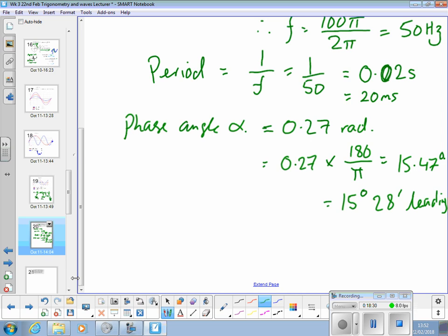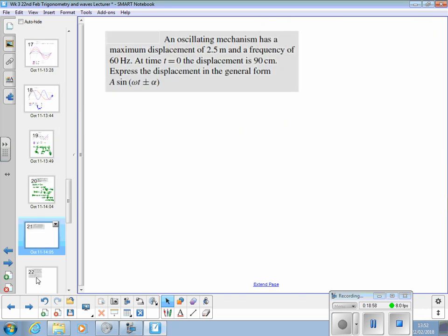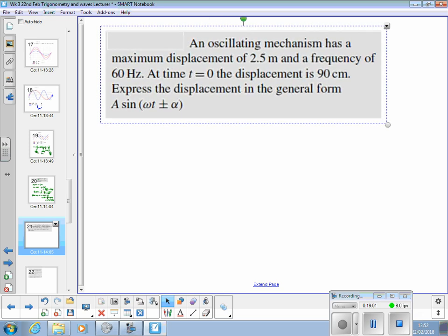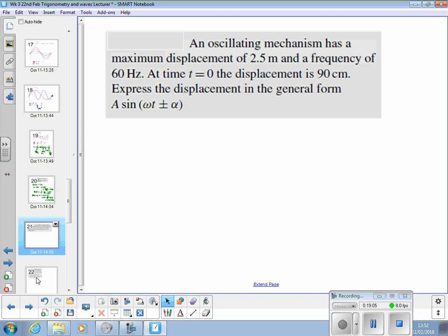Electrical, you'd say. All right. Have a go at the next one. Oscillating mechanism has a maximum. What do we think we're going to do with that one?